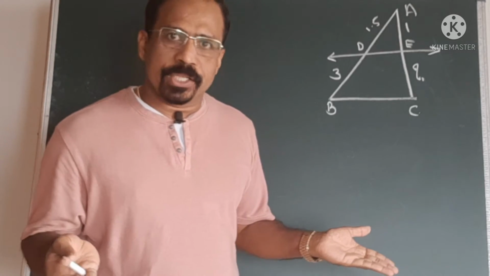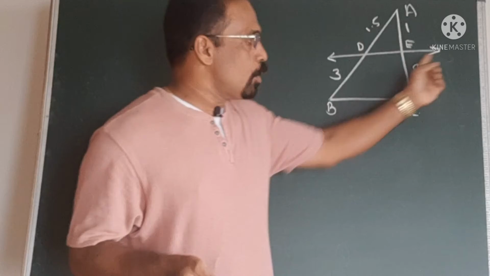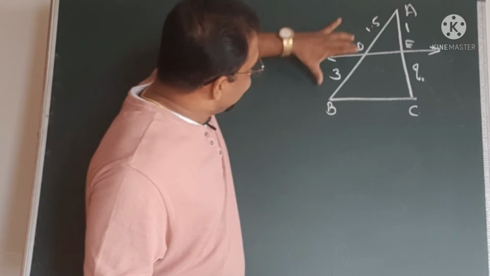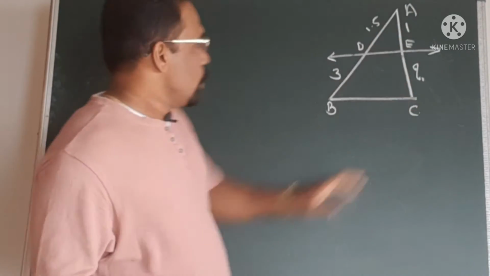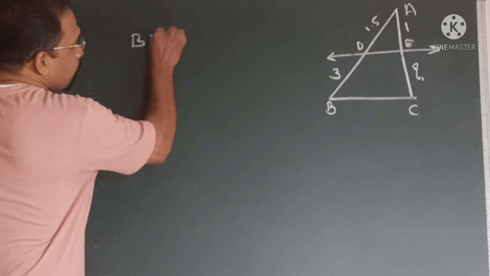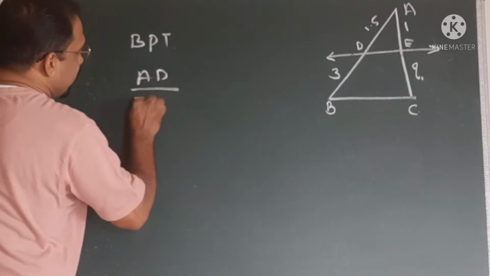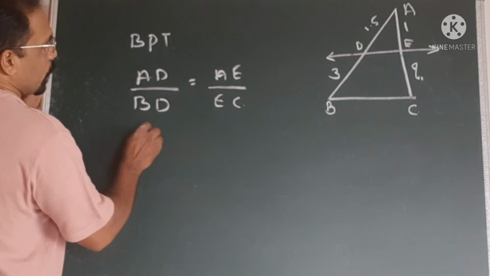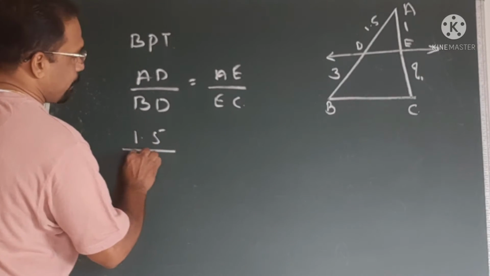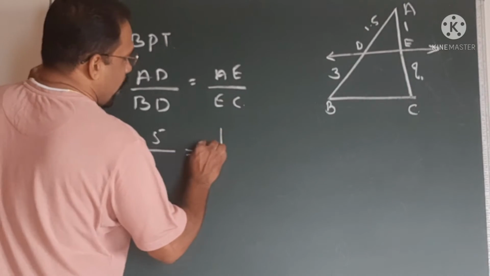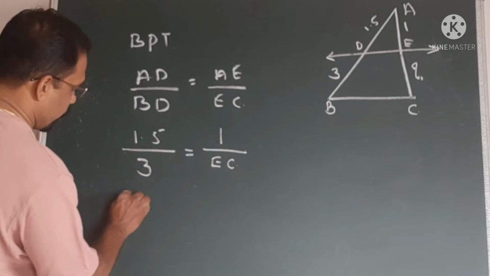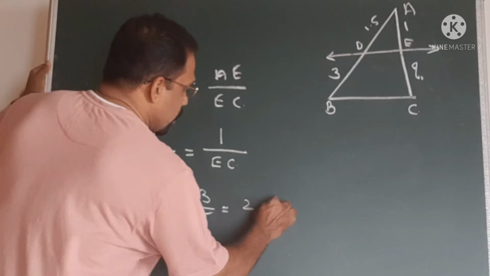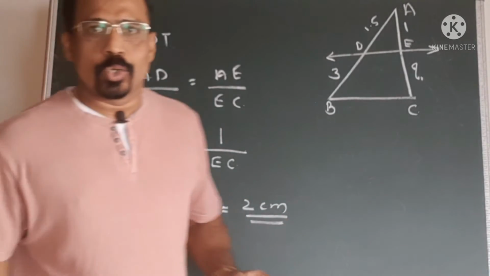According to the basic proportionality theorem, since DE is parallel to BC, we can apply the theorem. Therefore, AD by DB is equal to AE by EC. AD is 1.5, that is already given, BD is 3, and AE is 1. We have to find the value of EC. Therefore, EC is equal to 3 divided by 1.5, that is 2 centimeter. So, the answer is 2 centimeter.